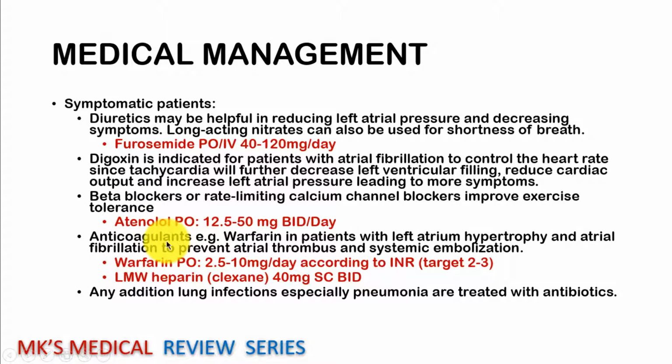Of course, you also want to give them anticoagulants, warfarin, in patients with left atrial enlargement and atrial fibrillation to prevent atrial thrombi formation and systemic embolization. Give warfarin orally, 2.5 to 10 milligrams per day. You should be checking your INR, the international normalized ratio, and your target is to keep your INR between 2 and 3. You should also give low molecular weight heparin, Clexane, about 40 milligrams subcutaneous twice a day. Any additional lung infections such as pneumonias should be treated with antibiotics.